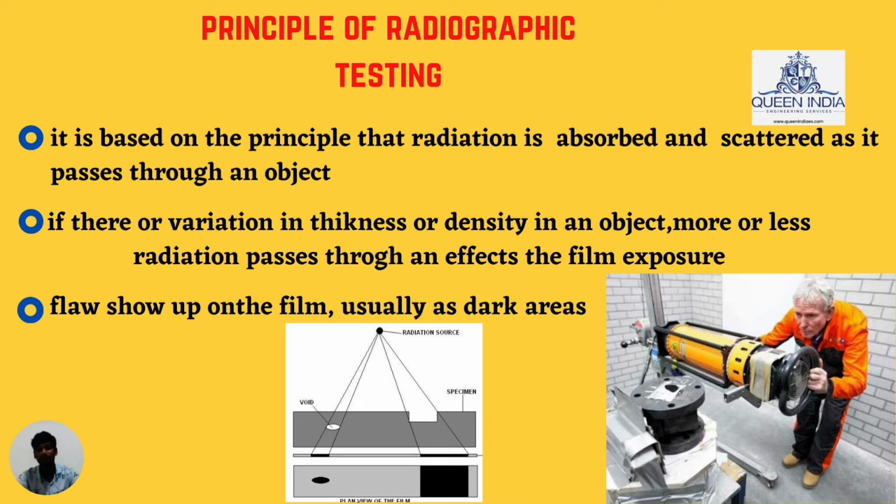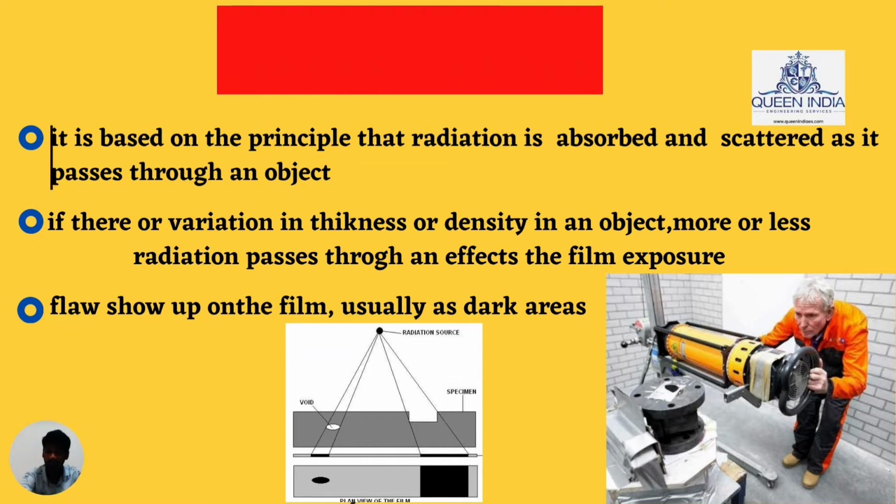Now, the principle of radiographic testing. It is based on the principle that radiation is absorbed and scattered as it passes through an object. With variation in thickness and density of the object, more or less radiation passes through and affects the exposed film. The exposed film shows up as usually dark areas. Now see the image, where the thickness is lessened and the image will be a darker area. The left side image shows the radiation. How is radiography performed?